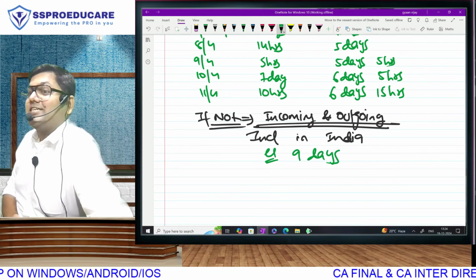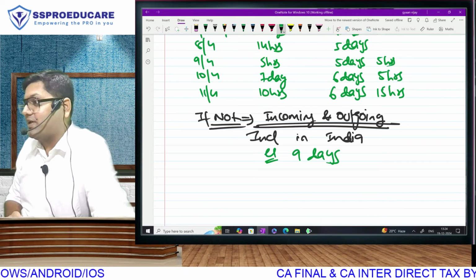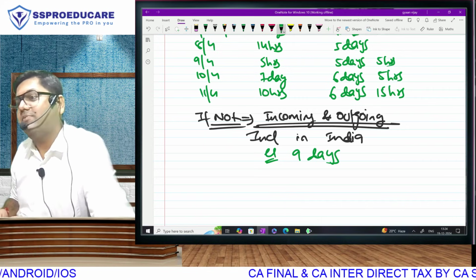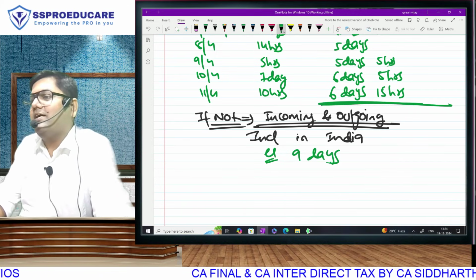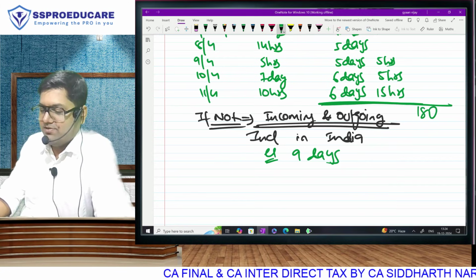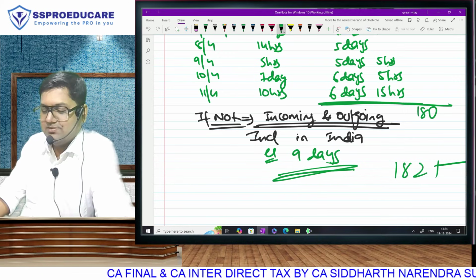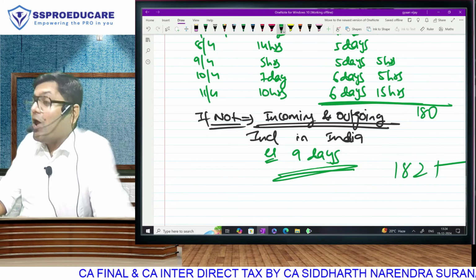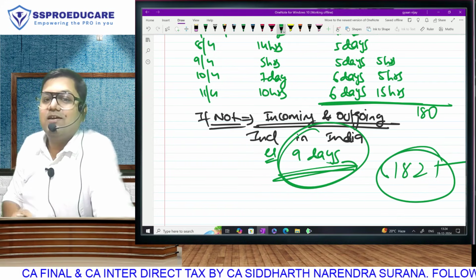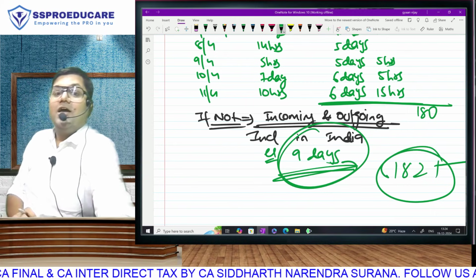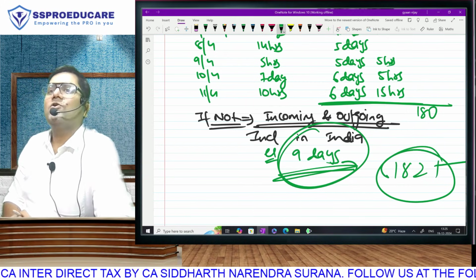Look, 6 days and 15 hours if timing data is maintained, and 9 days without timing data. Just imagine if with the timing calculation, his stay in India was coming to 180 days. But with this calculation, it will become 182 plus. And due to this, he will become a resident, and he will have to pay tax on global income.